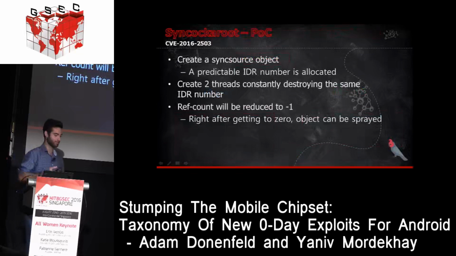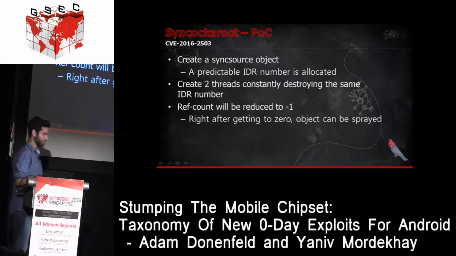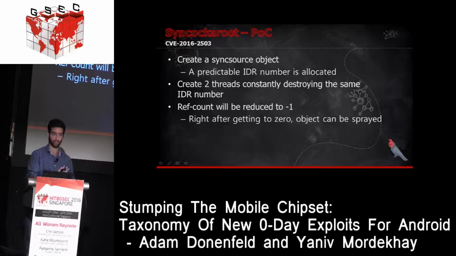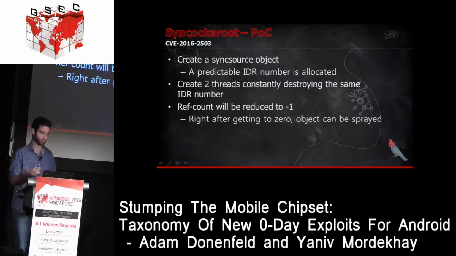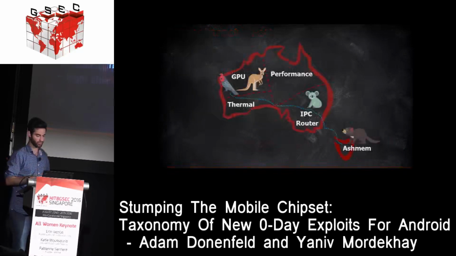So again, first we create a sync source object, we get an IDR number, and we issue a destroy request twice on this same IDR number. And then the ref count will be dropped to -1. Before we get to -1, we can spray the kernel heap, and we can cause it to free our new fake object. And therefore, we can do interesting stuff. Then we have a double free, which de facto lets us get to a use after free situation. So that was in Coca-root.